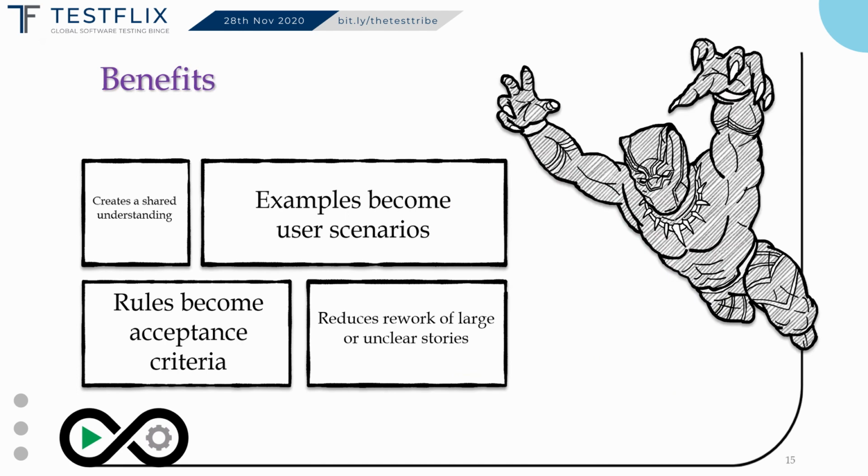There's a lot of benefits to example mapping. For one, it creates a shared understanding amongst all members of the team. Your examples automatically become your user stories, which can be turned into those automated scenarios. Your rules become acceptance criteria, your so-called business logic, which are good targets for unit and integration tests. And it also reduces the rework of large or unclear stories by allowing you to split them apart and reject work that is not ready to enter the team space.